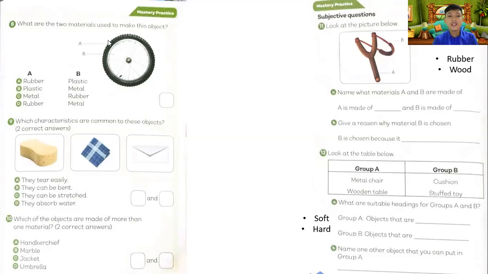In letter A, what is this? Is this rubber and plastic? The letter B is plastic. Is this plastic and this is metal? Letter C. Is this metal and is this rubber? Or letter D. Is this rubber and then metal? So you choose. Number 9.